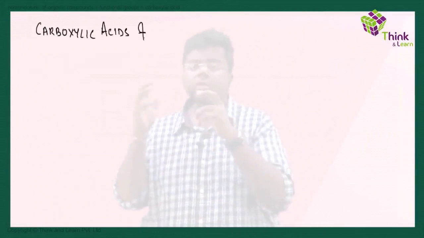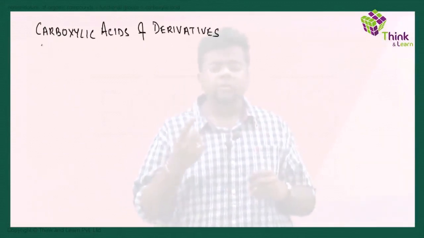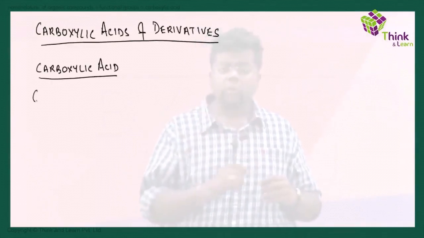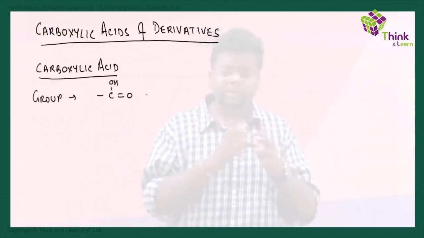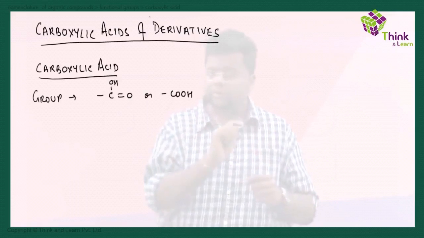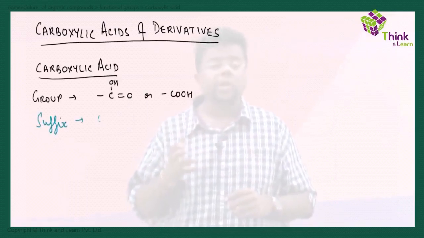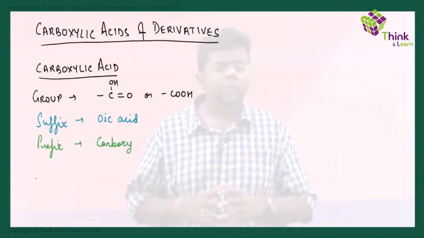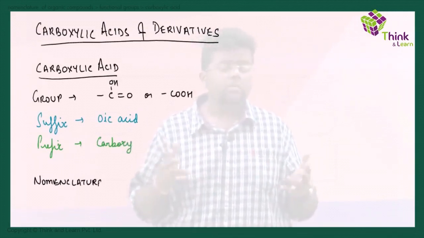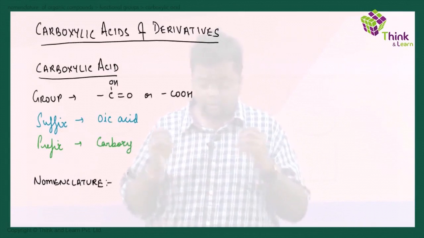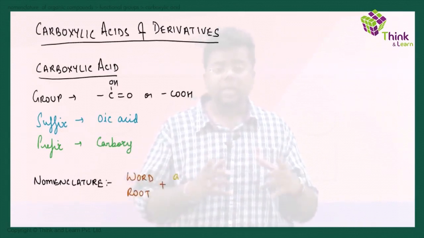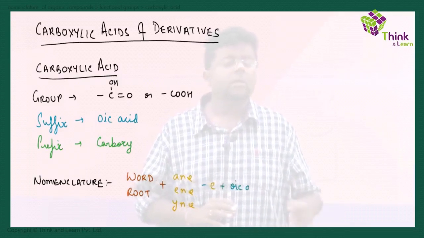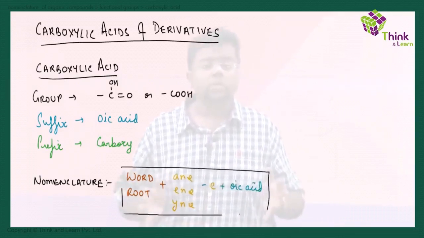Now we'll talk about a special class of functional groups. This is called the carboxylic acids and their derivatives. The first functional group that we have is the carboxylic acid. The group over here is COOH, and this is how it is written. The suffix for carboxylic acids is oic acid, and the prefix is carboxy. For the nomenclature, it's again similar to what we've been doing. We have word root plus ane or ene, minus E, and you will add the oic acid. So this would be the nomenclature.